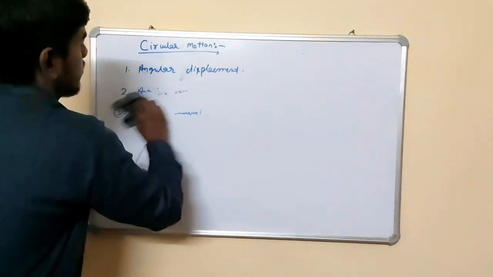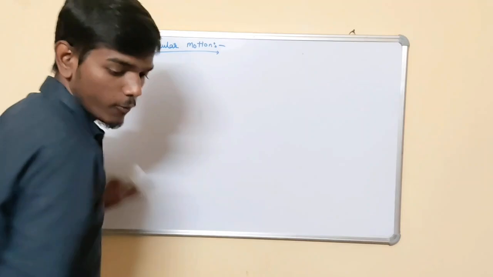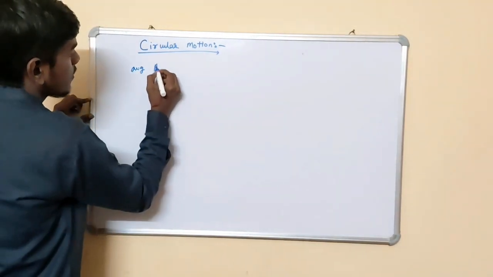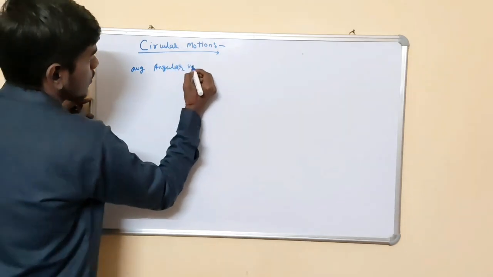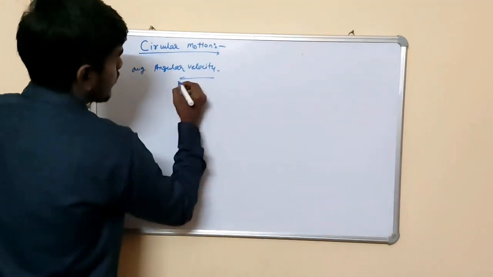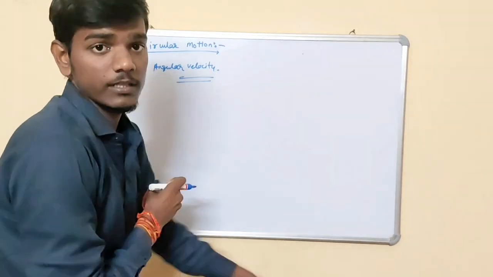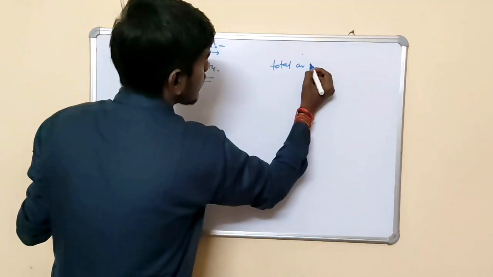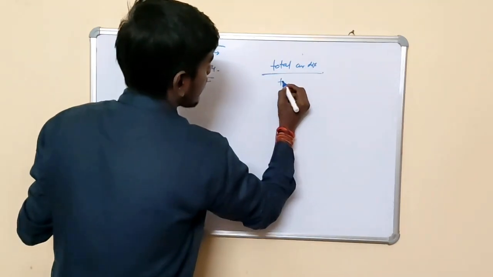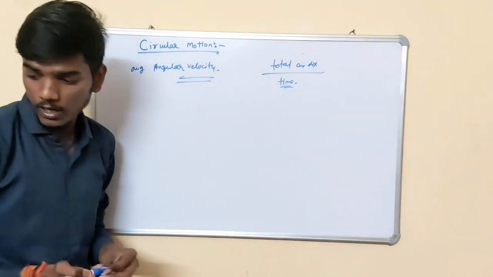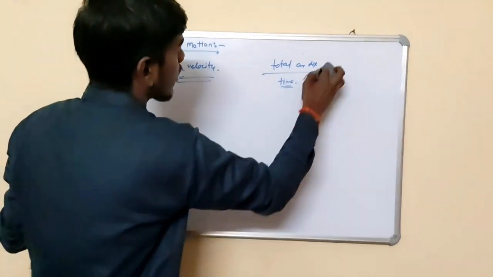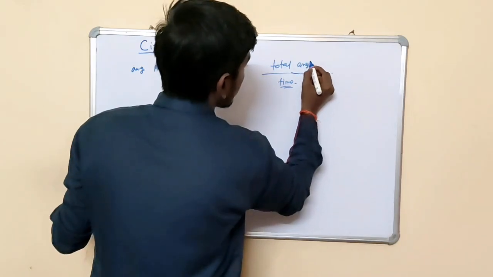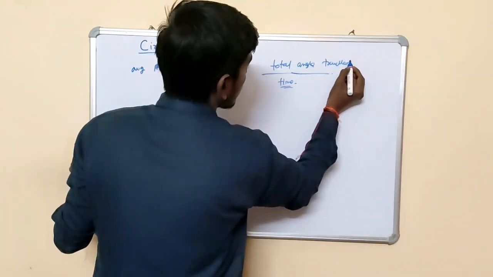We will again discuss in brief what average angular velocity and average angular acceleration are. Average angular velocity is the total angular displacement divided by time. Or we can also say it is the total angle traveled upon the total time.